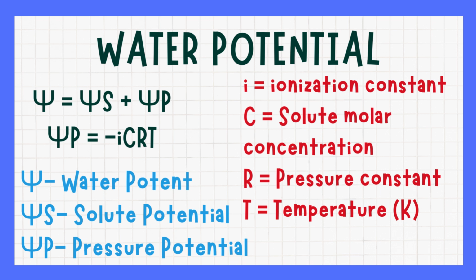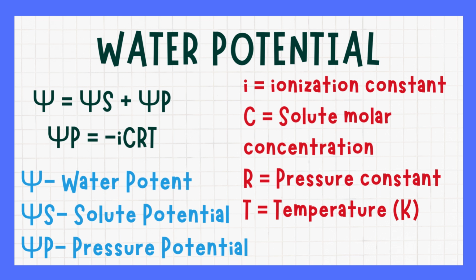There are two formulas found in the reference table that you need to know. First is this psi symbol, which is equal to psi s plus psi p, which means the water potential is equal to the solute potential plus the pressure potential. The pressure potential will always be given to you. In most cases, it's 0, because that's what it's equal to in an open container.